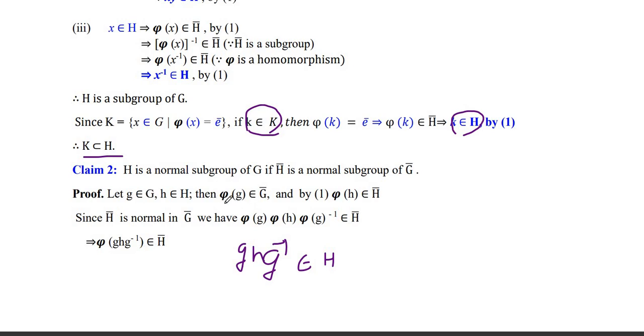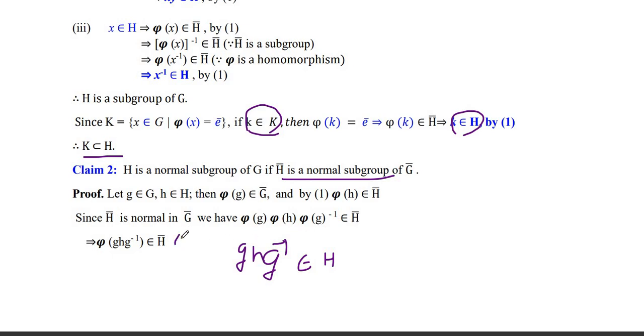See, if g belongs to G, phi being a mapping from G to G bar, phi of g naturally should be present in G bar. Now, if h is in H, by the definition or by equation 1, we have phi of h in H bar. But H bar is given to be normal. H bar is normal in G bar. So we have considered an element from G bar, which is phi of g, and the inverse of that, phi of g, the whole inverse. And we consider this phi of h, because H bar is normal in G bar, means for any element in G bar and any element in H bar, this product has to be present in H bar.